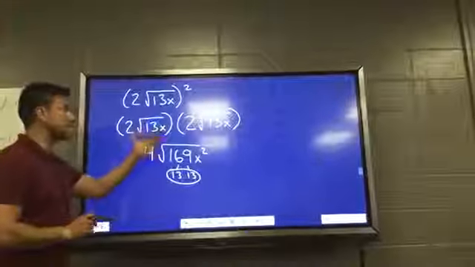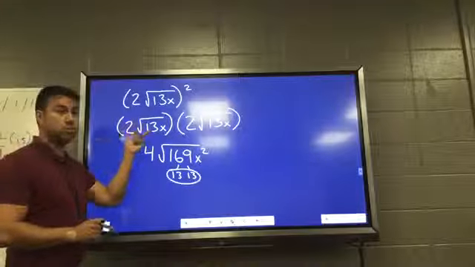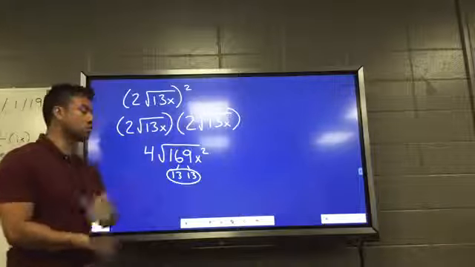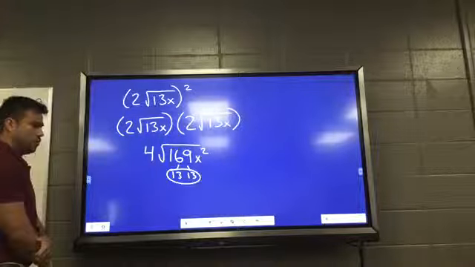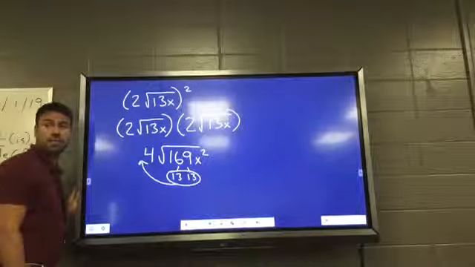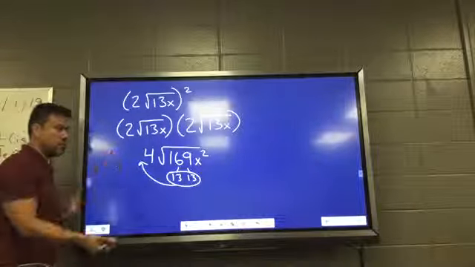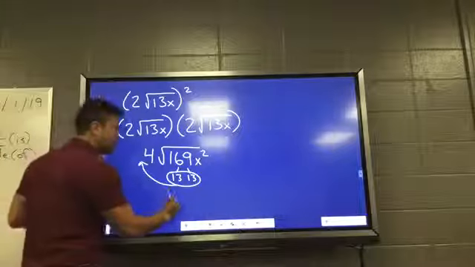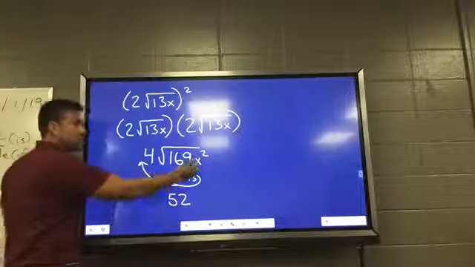Oh, is this a binomial? Does it have 2 terms? It's only 1, and that's only 1, so you don't do FOIL. Okay, I take out a 13. What does it do with that 4? It multiplies it. What's 13 times 4? 52. And then what about this x squared?